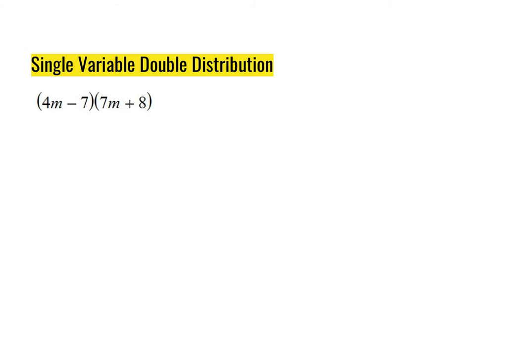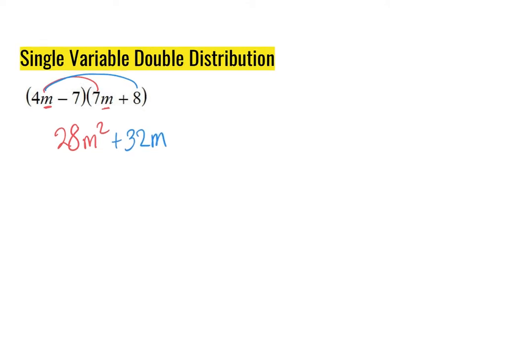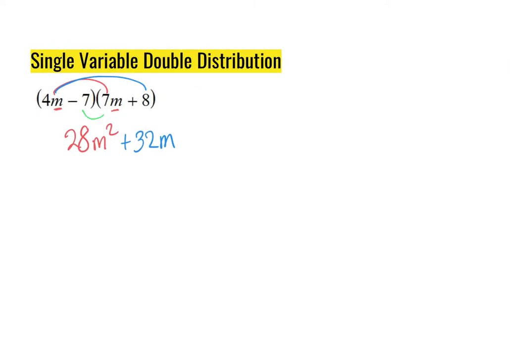So let's do some double distribution again. I'm going to do my first term. 4 times 7 is 28. M times m is m squared. Then I do my next term. 4 times 8 is 32m. Then I do negative 7 times 7, 49.